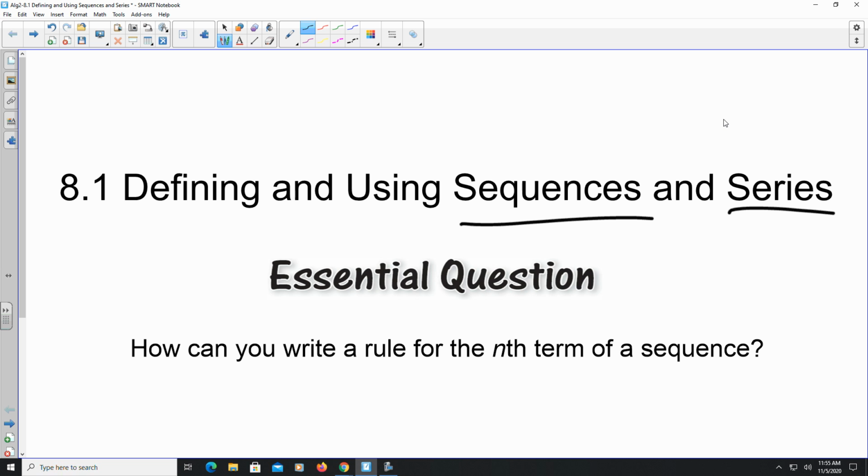A series, on the other hand, is terms that are added together. All right. So you could have a bunch of sequences and then you would find the sums of those things.